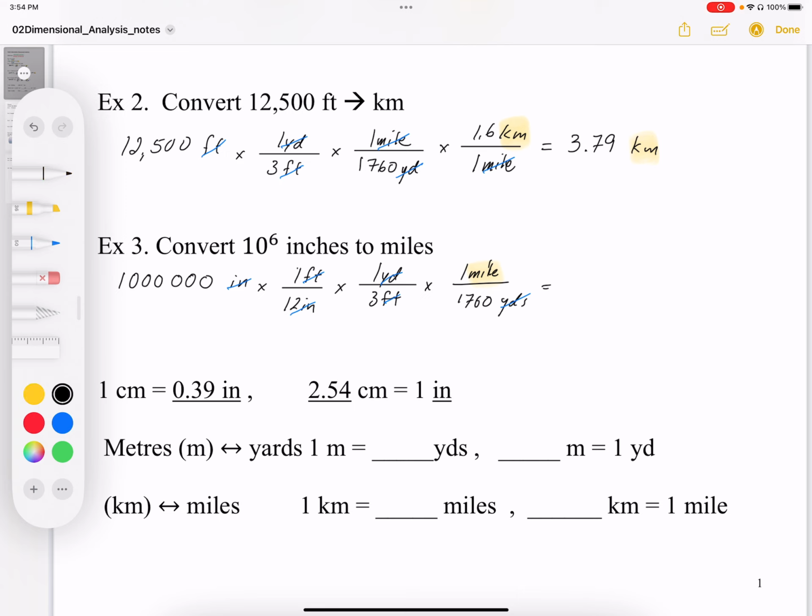And now I need to plug this all into my calculator. I'm going to do 1 million times 1 times 1 times 1 on top. So it's going to be 1 million divide by 12, divide by 3, divide by 1,760. That's going to give me 15.78 when I round, and it's going to be miles.